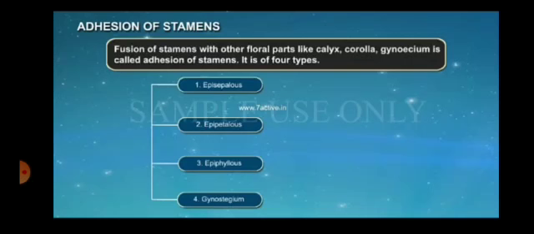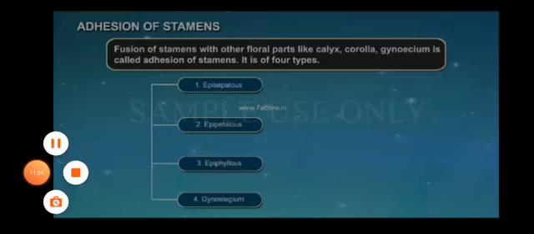Second, epipetalous, the term you can understand with the written is a petal. That means petal, it is the unit of corolla. And the first one is the episepalous. Sepal is the unit of calyx. So this condition is found when the stamens are fused on the calyx portion. The second type you will find when the stamens are fused on the petal portion. Alright. So the most important are the episepalous, epipetalous and epiphyllous condition. One by one we will see it in details.